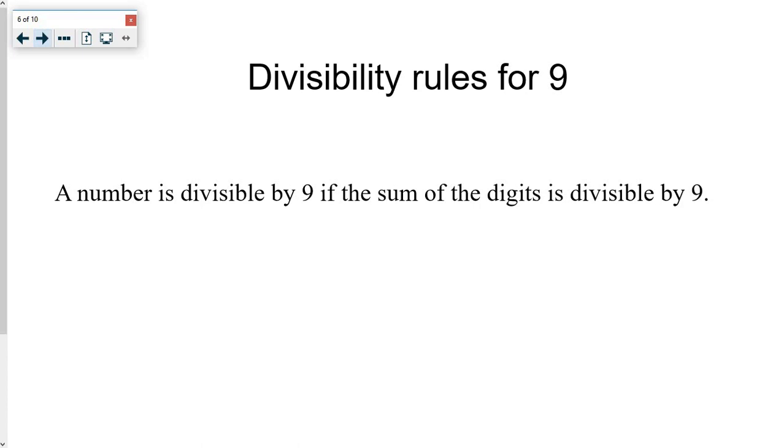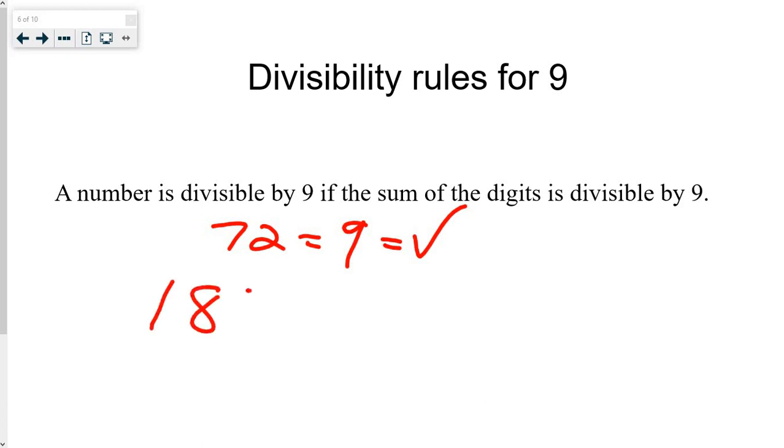Divisibility rules for 9. A number is divisible by 9 if the sum of the digits is divisible by 9. So 72, 7 plus 2 equals 9, which is divisible by 9. If we take 1,824, and I just kind of made that up, 1 plus 8 plus 2 plus 4, that's 9, 11, 15. 15 is not divisible by 9. And so we know 1,824 is not divisible by 9.